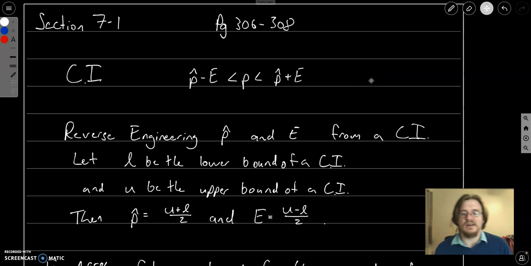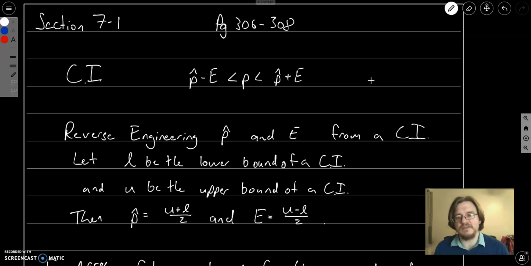Hello and welcome back. This video will take information about confidence intervals and reverse engineer some information about them. So remember that a confidence interval is a range of values in which we are confident a population parameter exists. In this section, we're looking at population proportions. So we would be some percent confident that the population proportion will lie between the sample proportion plus a little bit and minus a little bit, plus the margin of error and minus the margin of error.